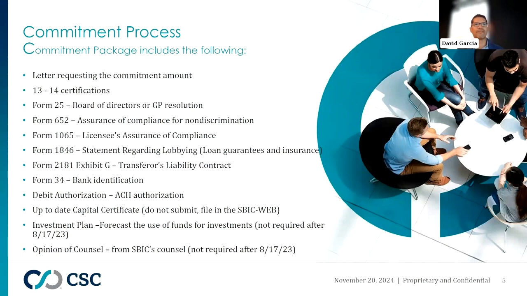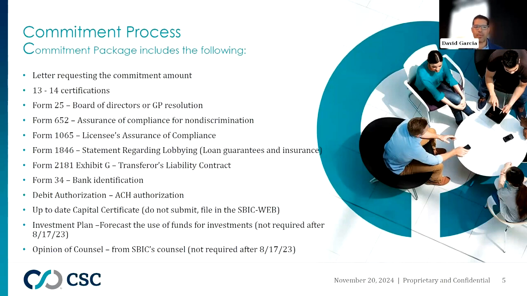For example, do you have any material adverse change to the financial condition of the license since the filing? Have you filed the most recent capital certificate and you're attesting that it's accurate, and so forth. Now, not every certification might be applicable when you're applying for the commitment package. So I've seen alterations to the certifications. In addition to that, you have other forms that you're filling out here, like Form 25, Form 652, that's also attached to the commitment package.